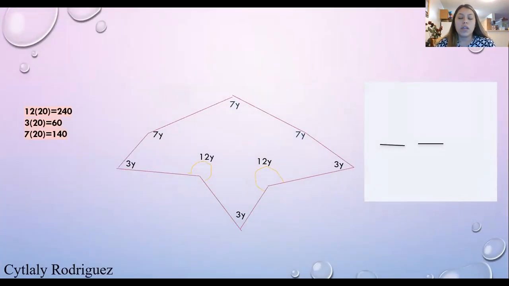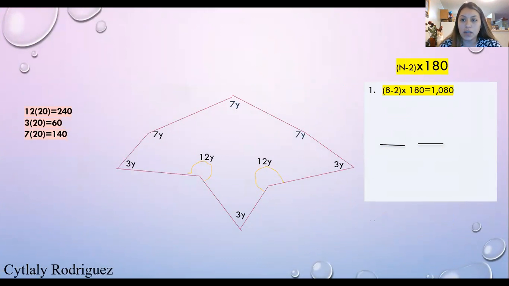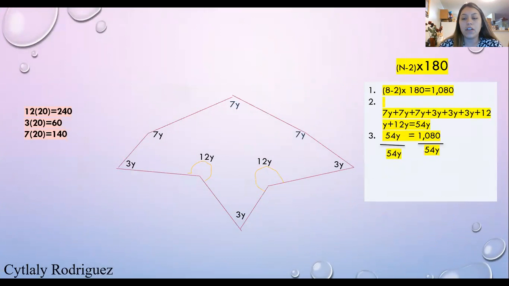So in question number 3, we are asked to find the concave 8-sided polygon. Our formula we're going to use is n minus 2 times 180. We know that n means the number of sides. So we would do 8 minus 2 times 180, giving us 1,080. Then our next step is to figure out how many y's there are. We add up all the y's and get 54y. We divide 1,080 by 54y, and y would give us 20.